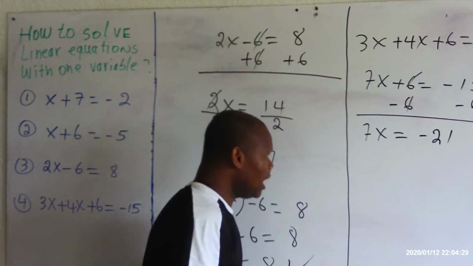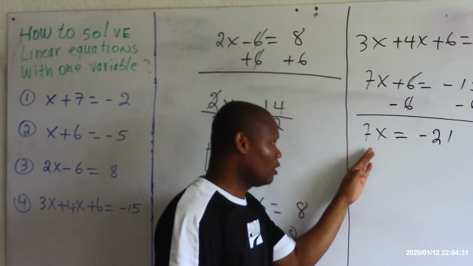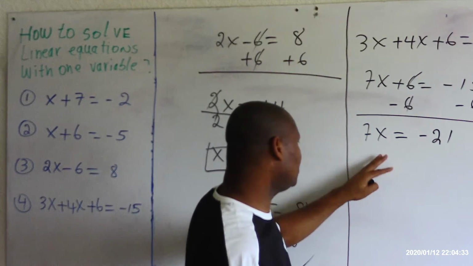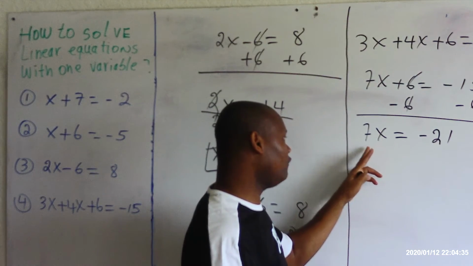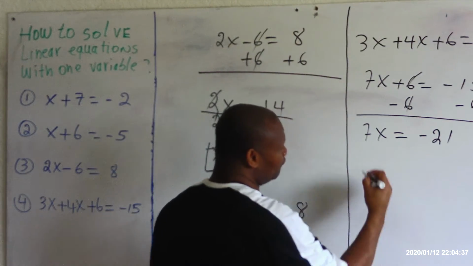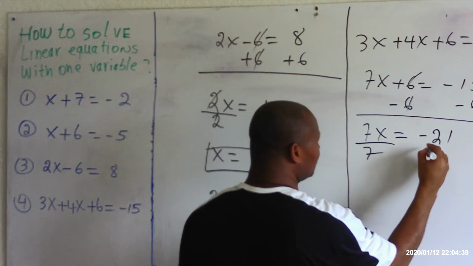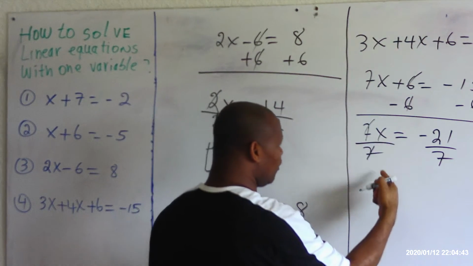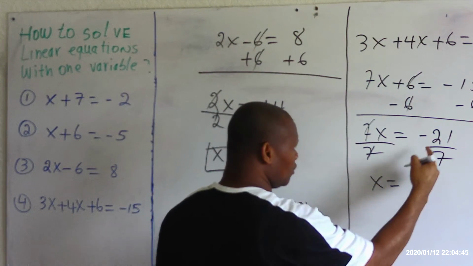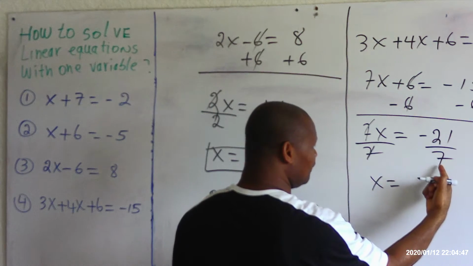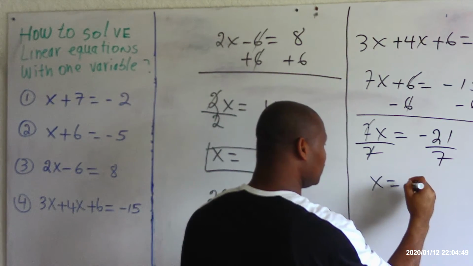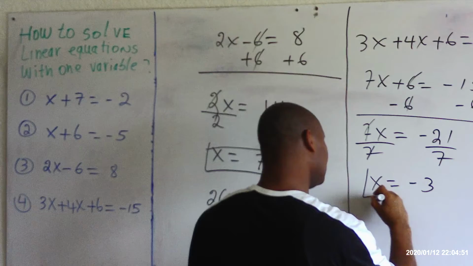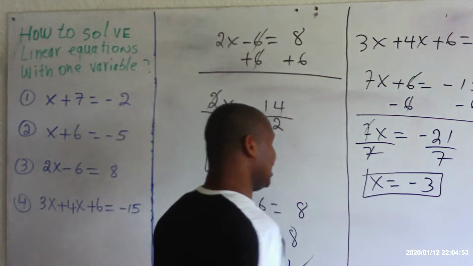Alright, so now I need x. In order to have x, I need to divide by the coefficient, okay? Both sides by the coefficient. Divide by 7, both sides. This is cancelled. Bring down x. So negative 21 divided by 7, that's negative 3, okay? This is our answer.